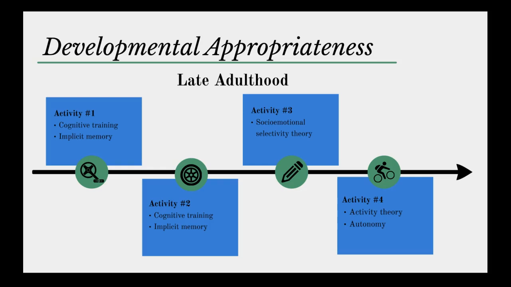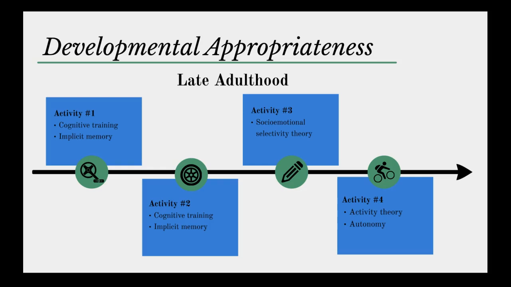The third learning activity utilizes socio-emotional selectivity theory. Because older adults place high value on emotional satisfaction, they often prefer to spend time with familiar individuals with whom they have rewarding relationships. This activity gives them time to reflect on how learning to ride a bike can contribute to those relationships.